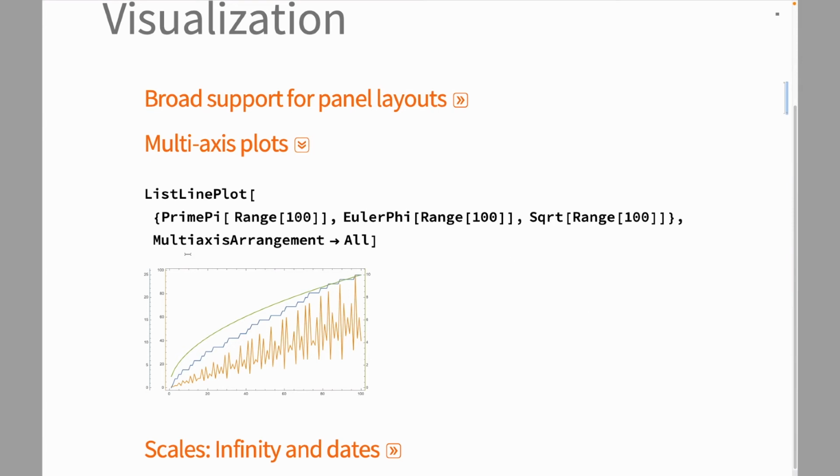And in a way, it's an exercise in automation, because with a single option, we can do all of the rescaling of the points, the rescaling of the axes, the arrangements of the axes and the coloring, without having to do all of that low-level code by hand.